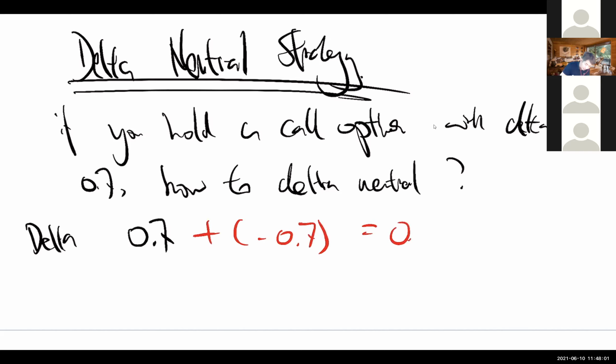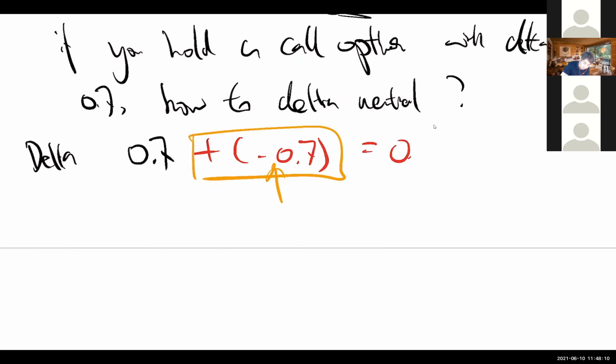Okay. So that means my focus now is looking at this. How do I actually do this? You don't need to worry about the plus sign because I already bracketed. So how do I get minus 0.7? Well, I look around.